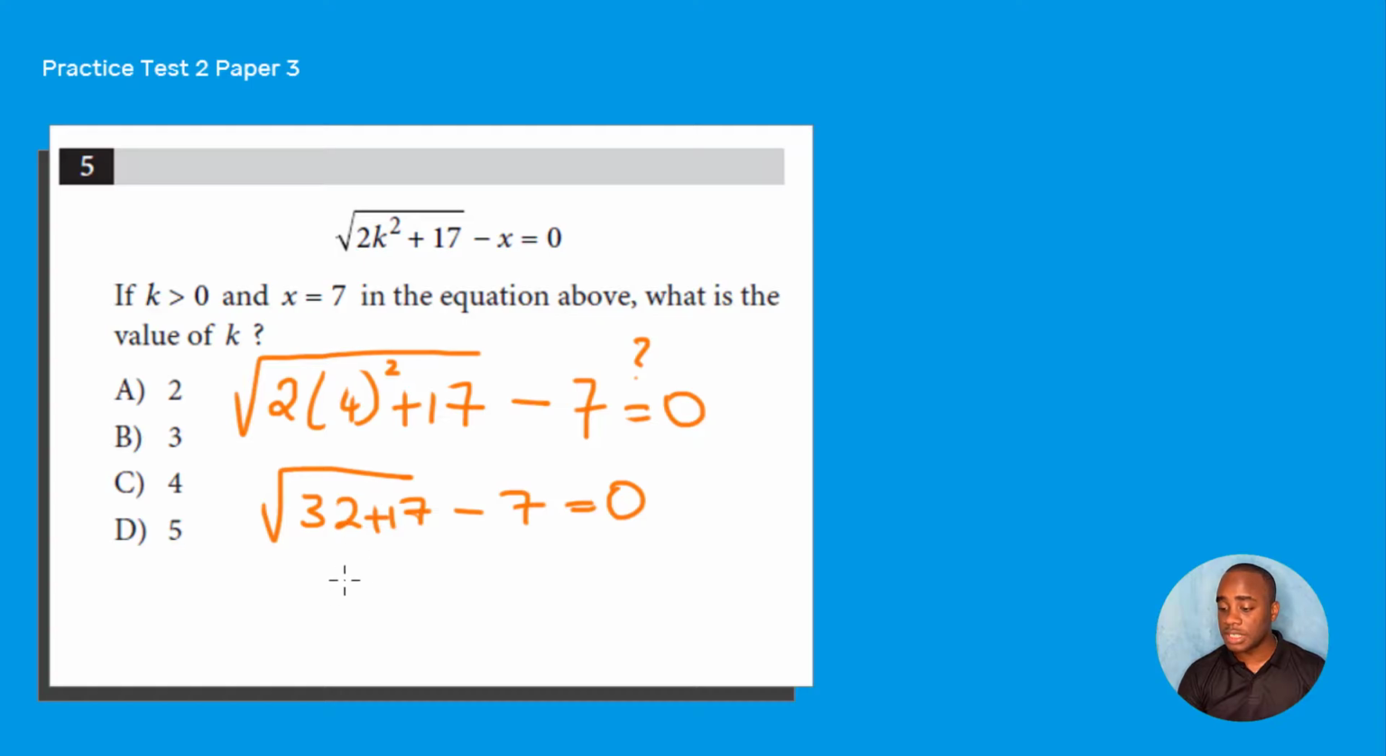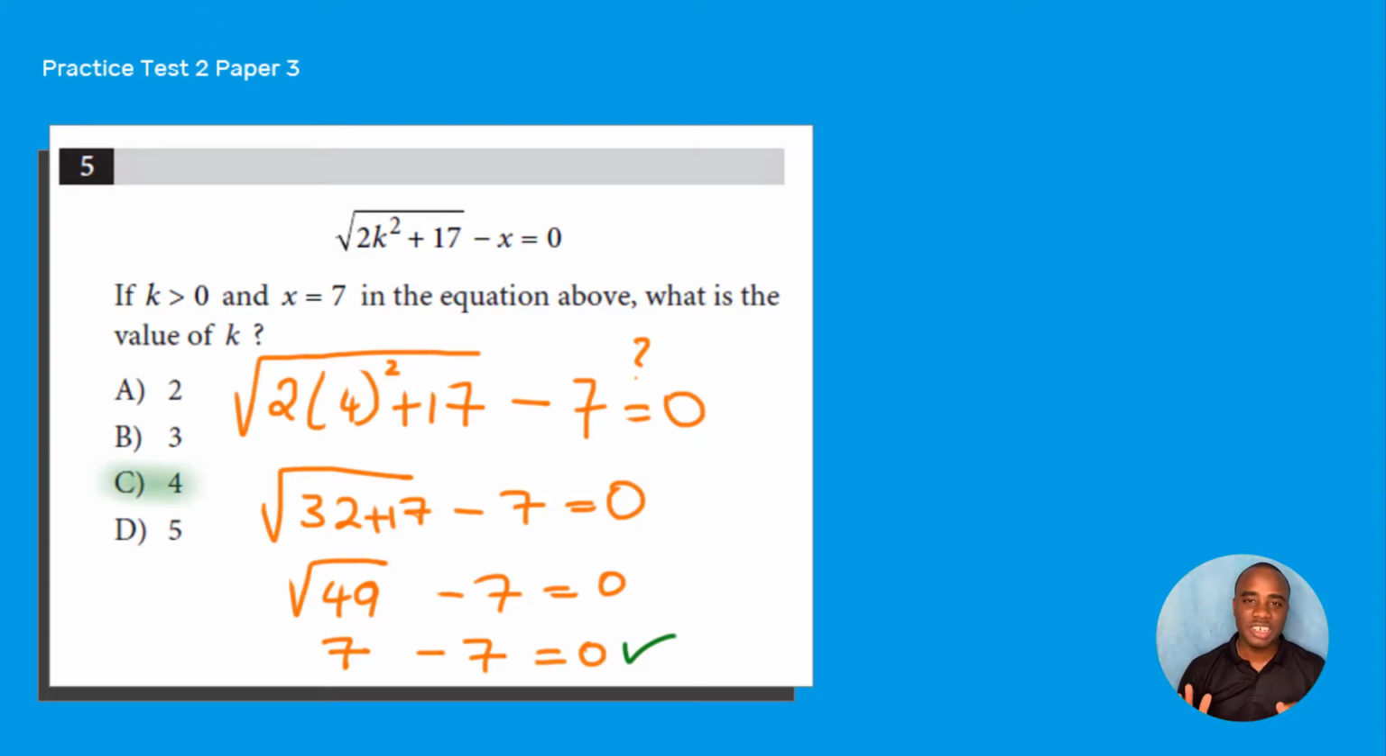32 plus 17 is 49. Right? And the square root of 49 is 7. So is 7 minus 7 equal to 0? Yes, it is. That is correct. So that means my answer is C, 4. So C being the right answer now, that's just a coincidence. That doesn't always happen. But it's a good place to start in the middle.